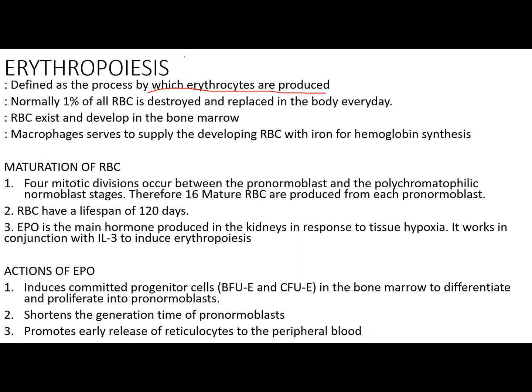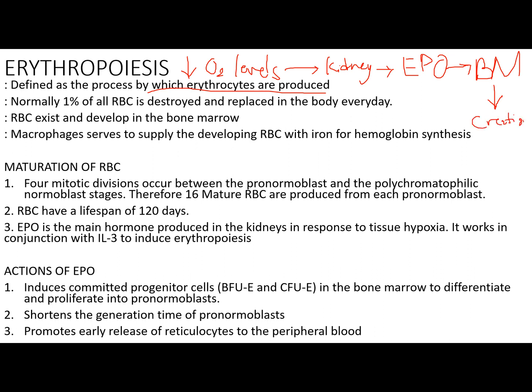Pag erythropoiesis class, this would occur if your body detects low oxygen levels. Now, when your body detects low oxygen levels, magsisend yan ng signal towards the kidney. And from the kidney class, it would secrete erythropoietin. And erythropoietin would go to the bone marrow, and from the bone marrow, it would cause the creation of your erythroblasts. So, yan ang inyong erythropoiesis.